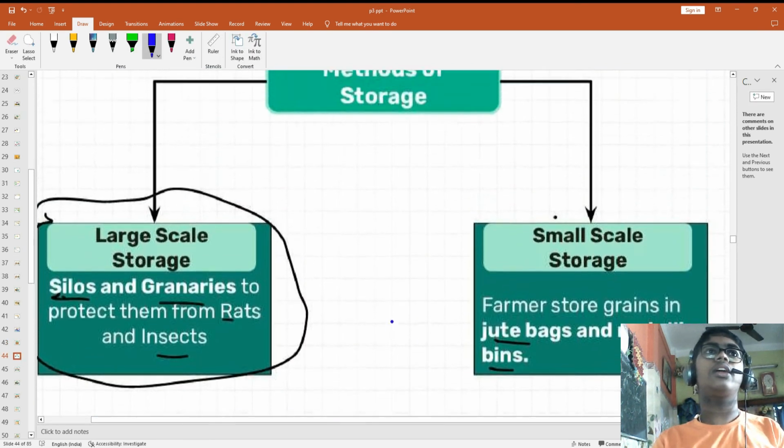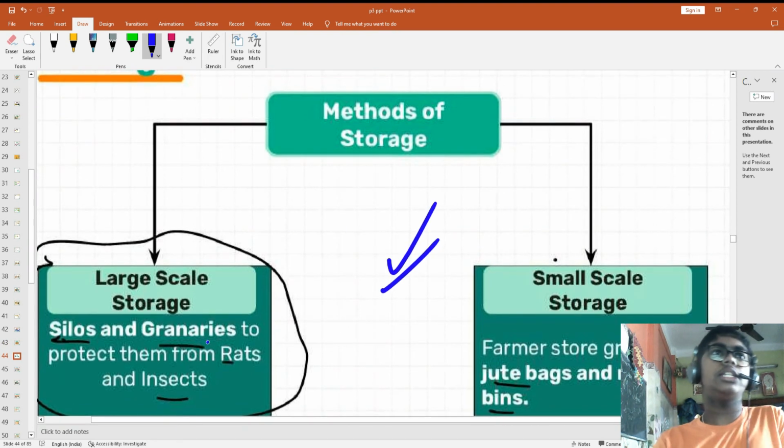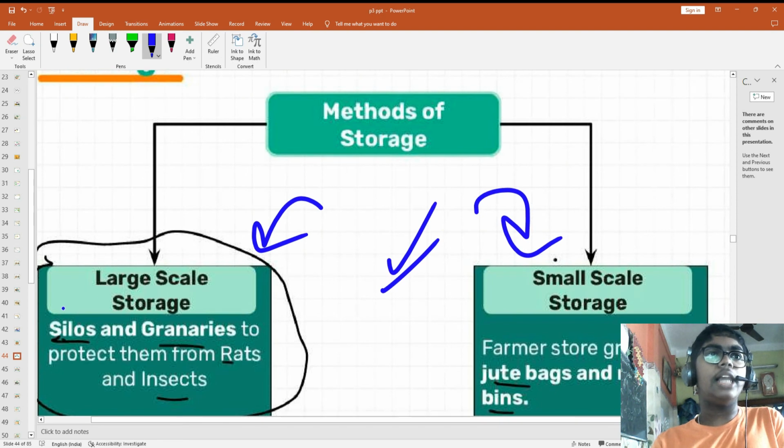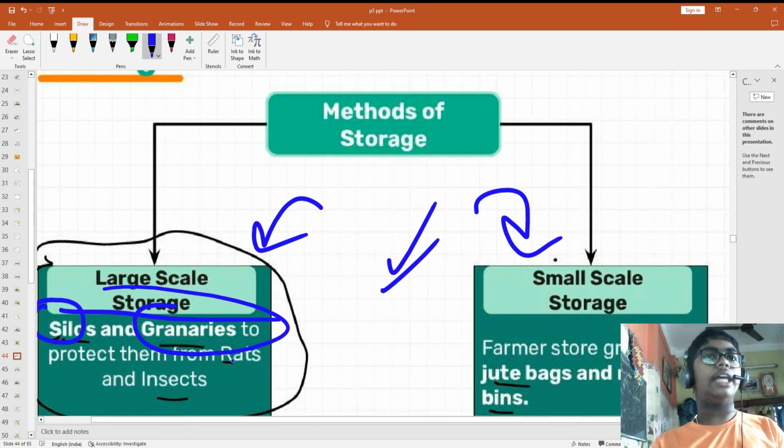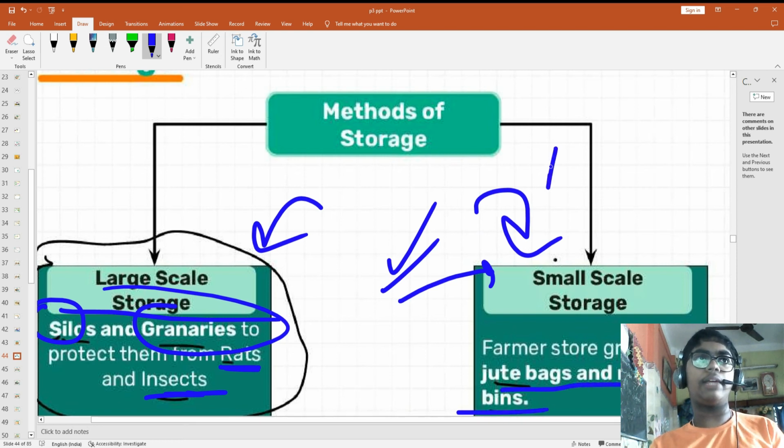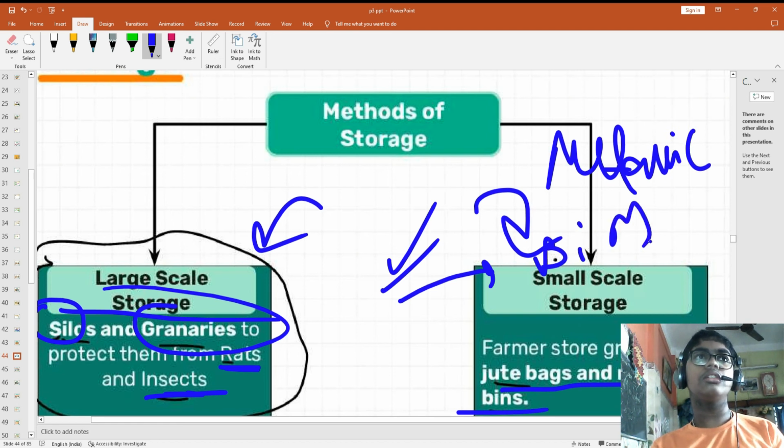Right? Now methods of storage. We have large scale storage and small scale. In large scale storage we have silos and granaries that protect from rats and insects. And we have small scale storage, where we have jute bags and metallic bins. This is a metallic bin, okay? So it is stored there.